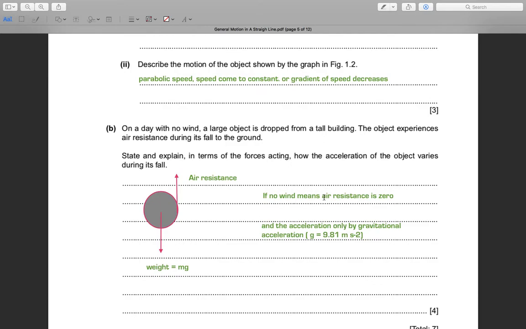The acceleration is only the gravitational acceleration, which is constant at 9.81 meter second minus 2. No wind means the resistance is 0, so the falling ball only depends on its weight. Because mass is constant and gravity is constant, the force is constant. So in terms of the force acting, the acceleration is constant. The acceleration is only the gravitational acceleration, around 9.81 meter second minus 2.